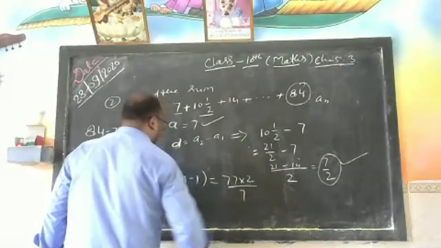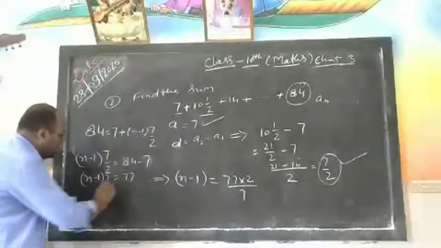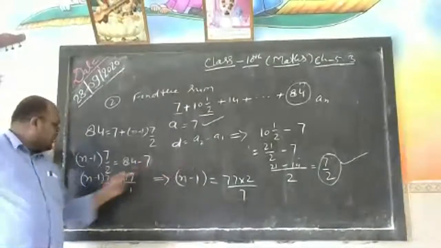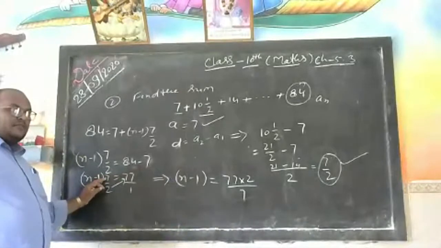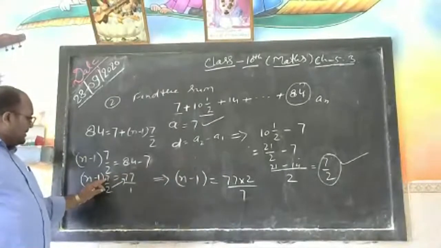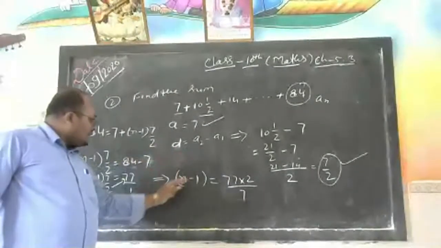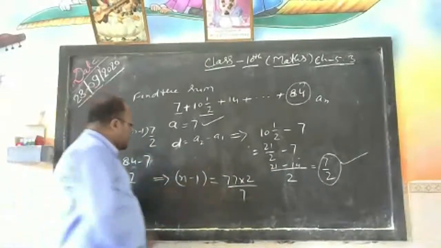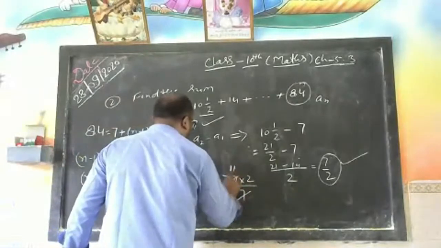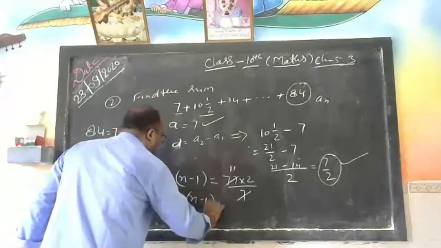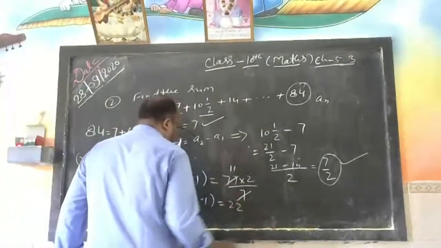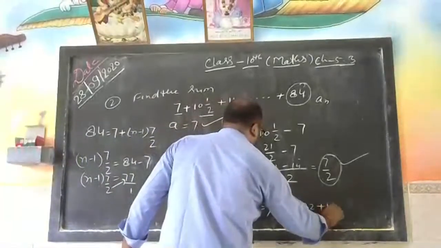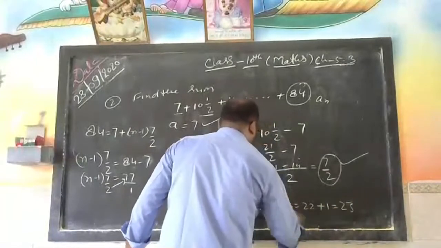Clear? This 2 will be cross multiplied, 77 into 2, and since this 7 is in multiplication, after transposition it will be in division. So just take 11, so n minus 1 is equal to 22. So this implies that n is equal to 22 plus 1, which is 23.